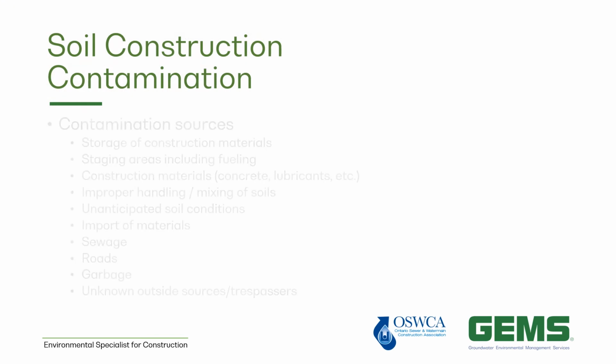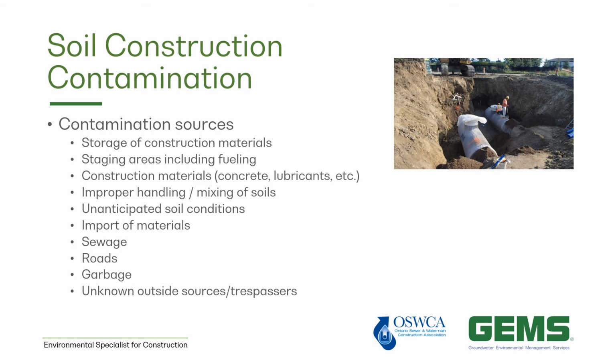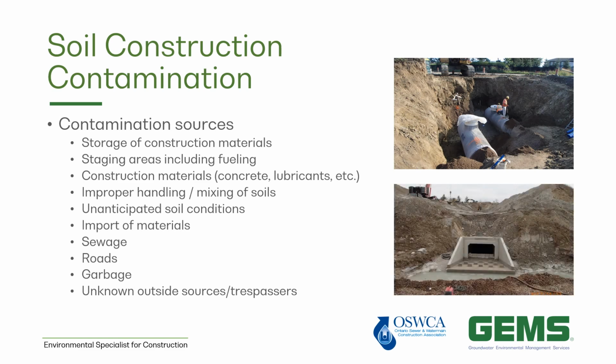So to start off, soil construction contamination. There are sources that can happen once your construction project has started. It's great that we have those reports in place and know what the existing conditions are, but we need to be aware of the other sources after the fact. Some of these include storage of construction materials on site, whether that be fencing, pumps, pipes, hoses, what have you. Staging areas, including where you do your fueling, as well as any repairs on machinery, even just parking the machines overnight or over the weekend.